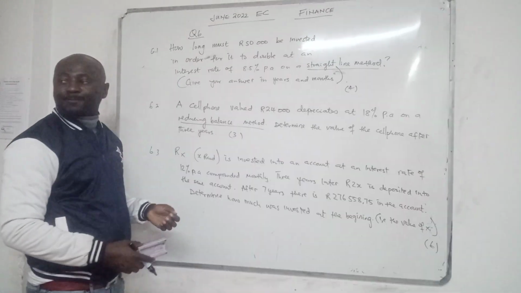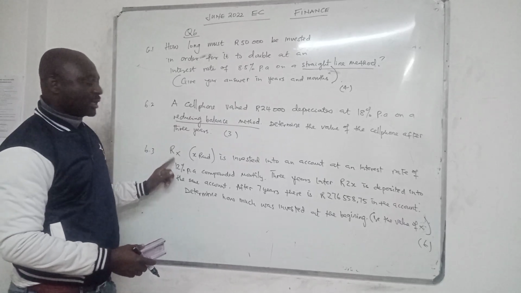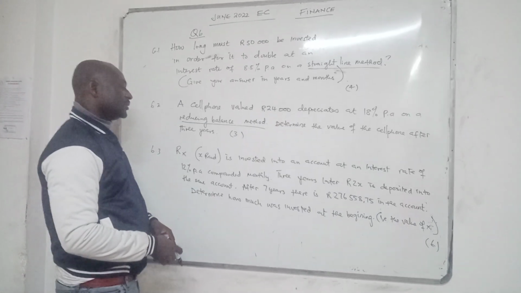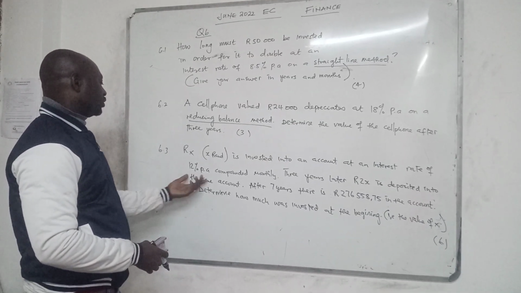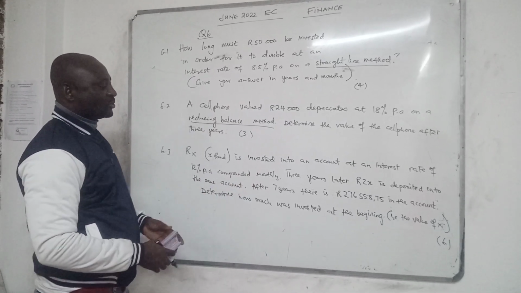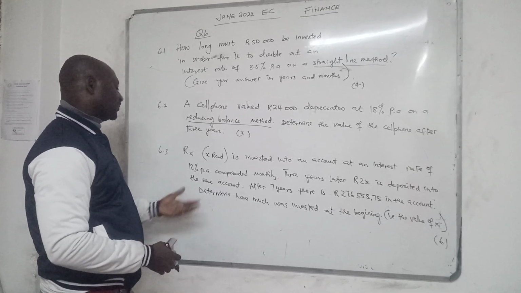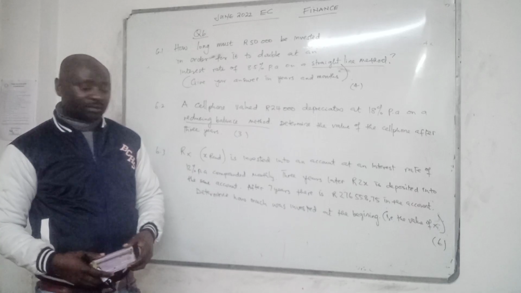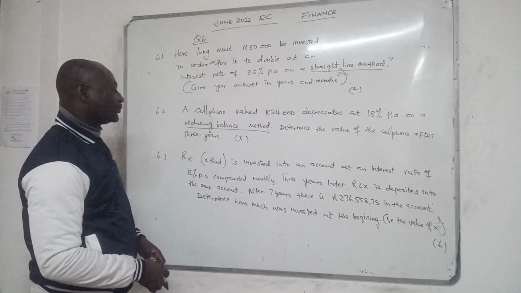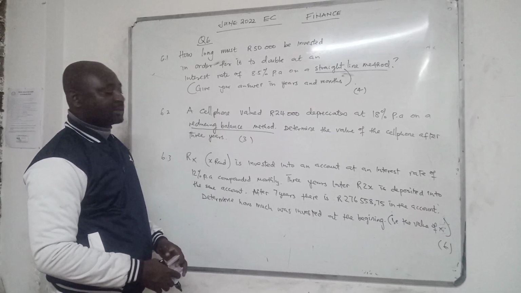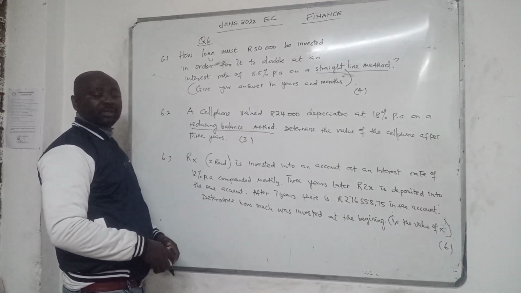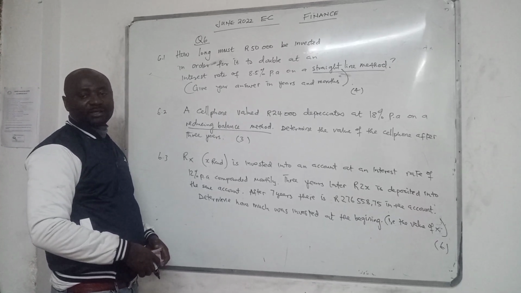In 6.3, the X rand is invested. That means we don't know how much was invested into an account at an interest rate of 12% per annum compounded monthly. 3 years later, 2x is deposited into the same account. After 7 years, there is 276,558 rand and 75 cents in the account. Determine how much was invested at the beginning. That is the value of X.